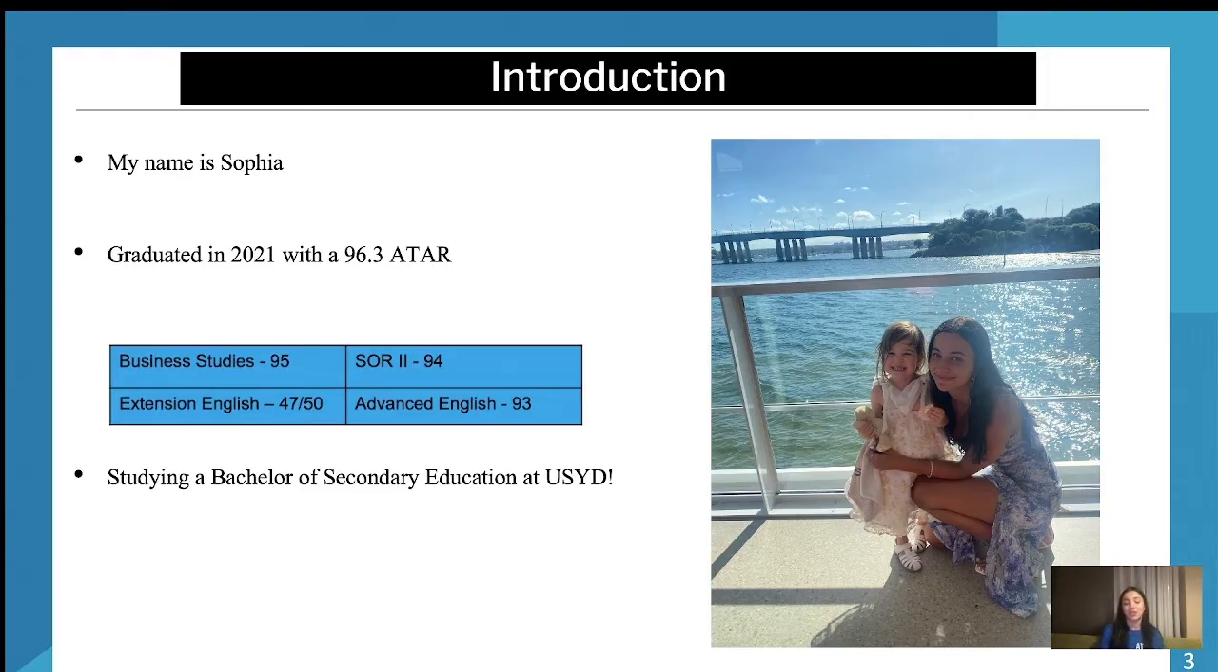I graduated in 2021, so I'm still pretty fresh out of school, and I got a 96.3 ATAR then. These were some of my marks, but for the sake of this lecture, I got a 94 in Studies of Religion 2 unit, and I'm studying a Bachelor of Secondary Education at the University of Sydney to become a high school English and Business Studies teacher. But that's about it with me.